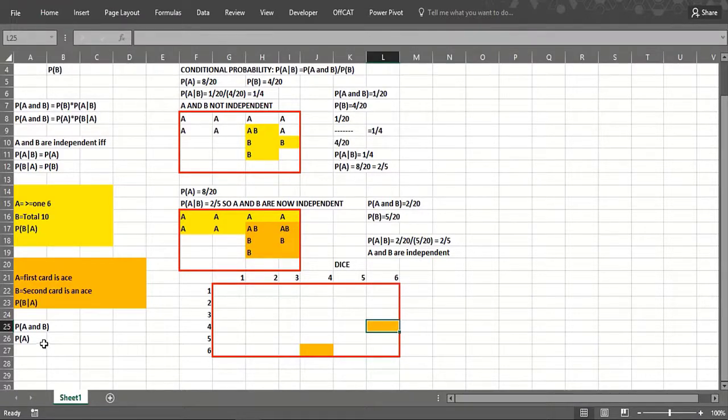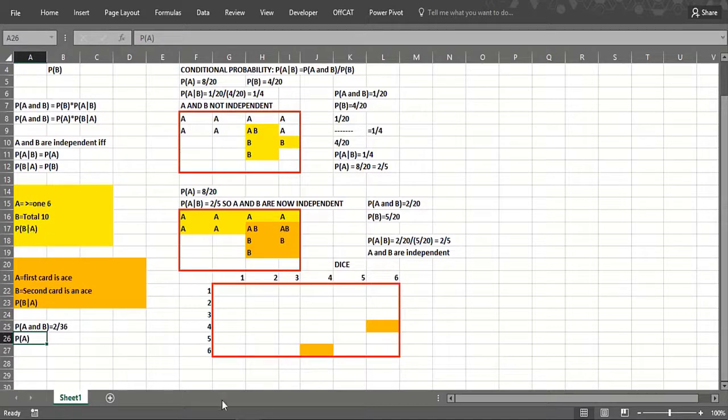Okay, so that's basically how I can get at least one 6. Sorry, get a total of 10. Get A and B, which is the total is 10. I get at least one 6, and so that would be 2 chances out of 36. So that's the numerator. Now, what about the denominator?